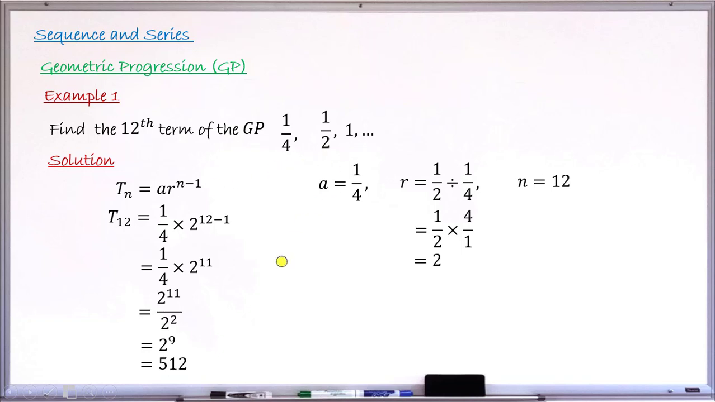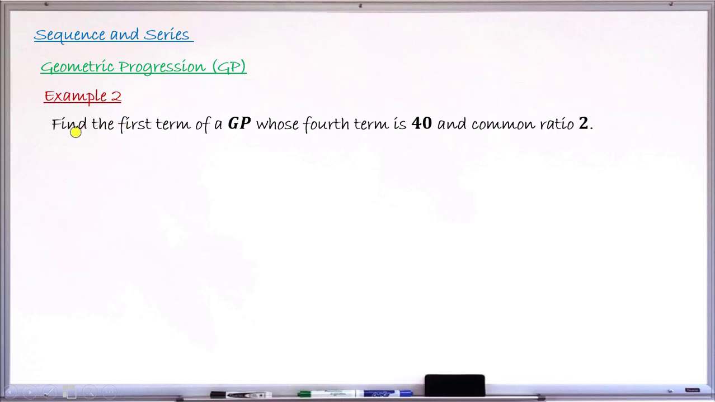Let us move and take another example. Example number 2 says: find the first term of a GP whose fourth term is 40 and the common ratio is 2. Solution to this very problem, writing down the formula for the term in a GP, Tn equals A r raised to the power of n minus 1. Here I have the fourth term, meaning term number 4, and it's given as 40, and the common ratio of that GP is 2. What we have to find is the first term. So A, the very first term, is what we would like to find, and term number 4 is 40, and n is 4, r is 2.